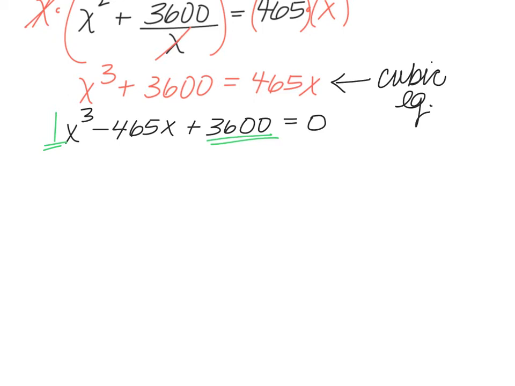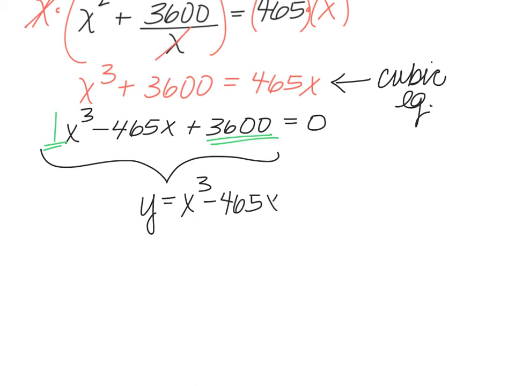So at this point, this is where I would go to my graphing calculator. So I want you to pause the video, get your graphing calculator out, and why don't you go ahead and graph this function that we have on the left. So I want you to be putting y equals x cubed minus 465x plus 3,600. I want you to be putting that into your calculator, and we'll utilize our technology for right now to help us find one of our zeros.